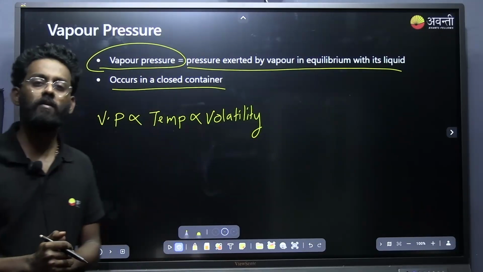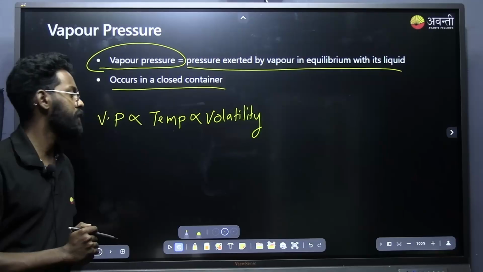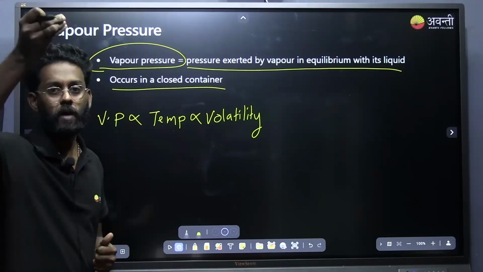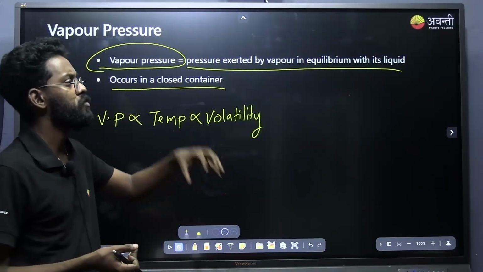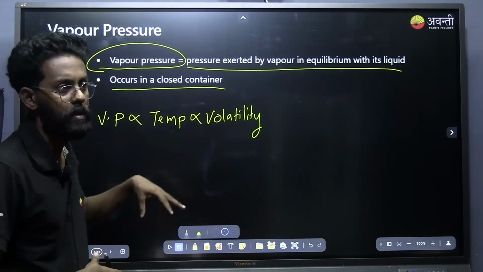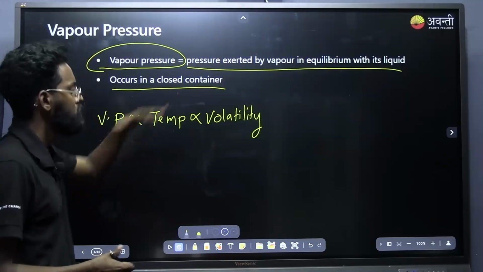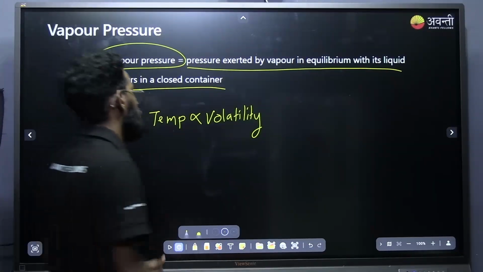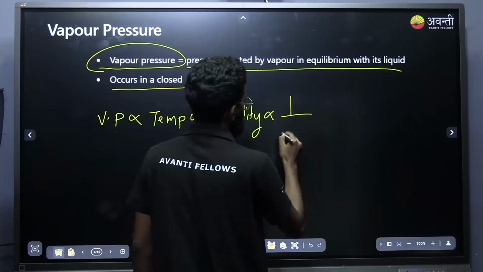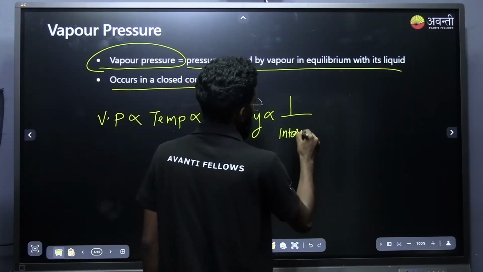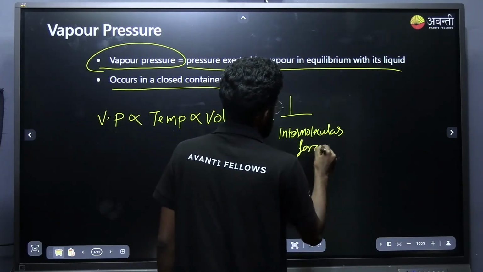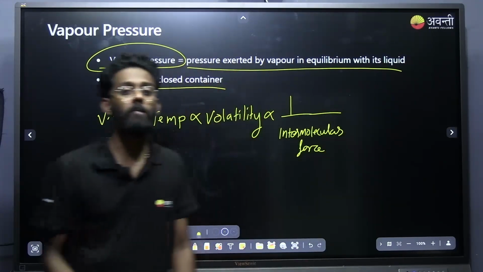It is also dependent upon the volatility of a liquid. If the liquid is more volatile, it can easily convert into vapor. If it can easily convert into vapor, more vapors will be forming, and more pressure will be applied on the liquid. So it is directly proportional to volatility, and it is inversely proportional to intermolecular force.